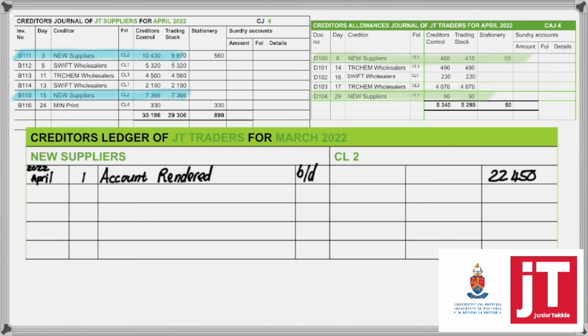In other words, they emailed me an account, and the total on that was 22,450. It only goes into the balance column because it's a balance. So you can't put it on the debit or credit side when it's on the first line for a balance brought down. Then I'm going to enter the first transaction that I see at the top there, the third.